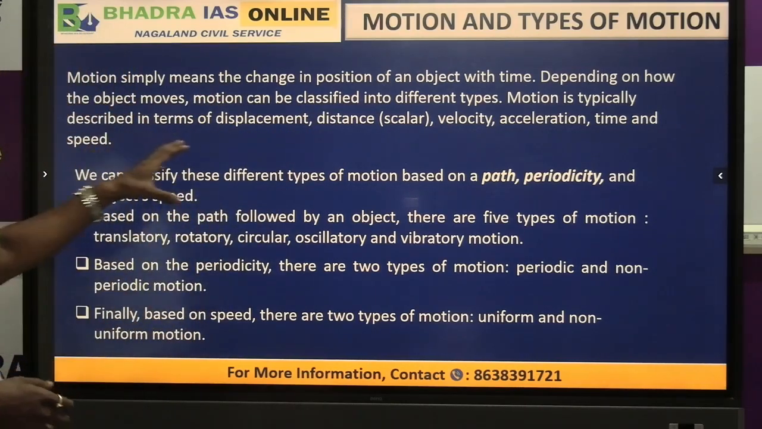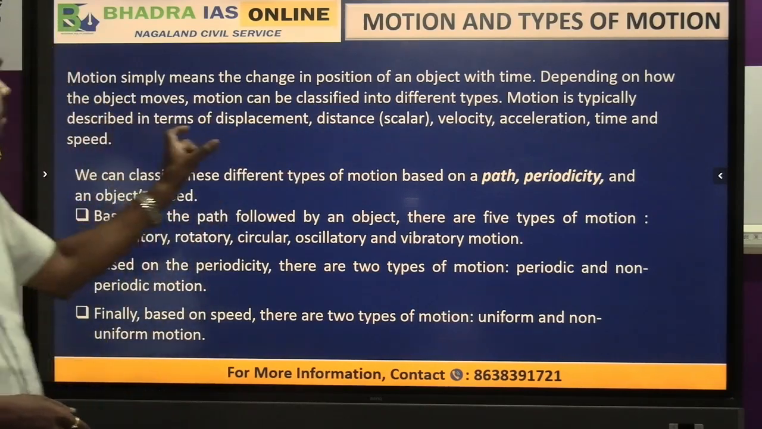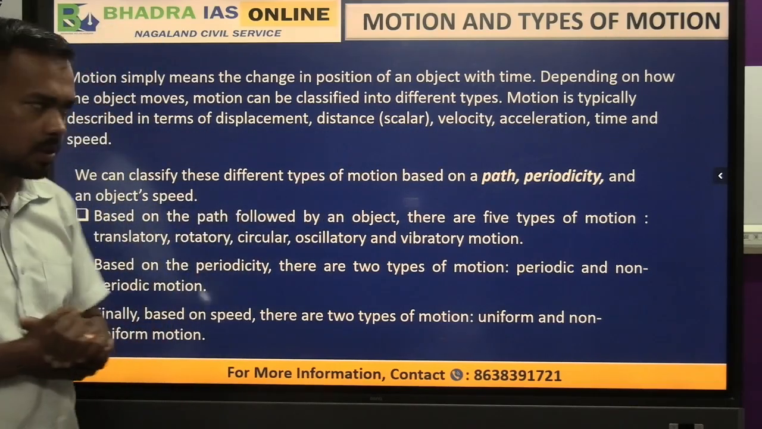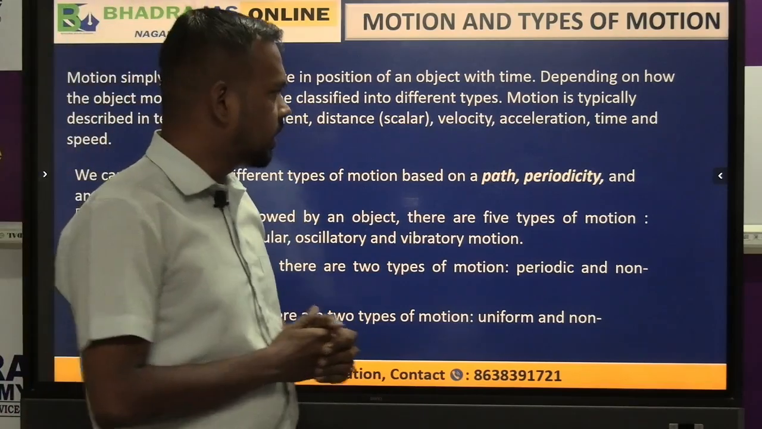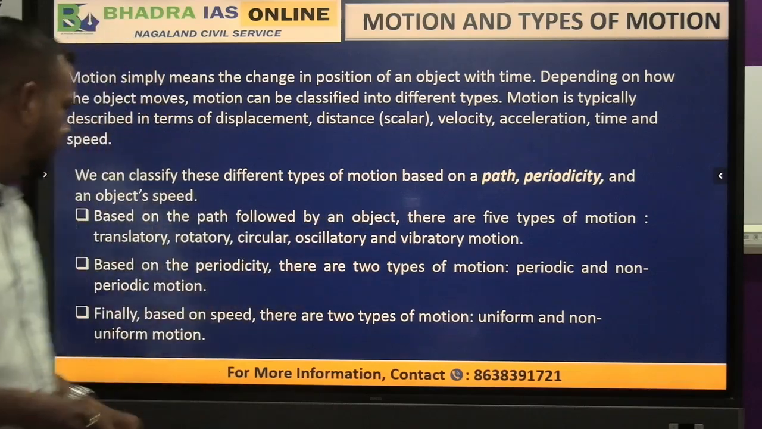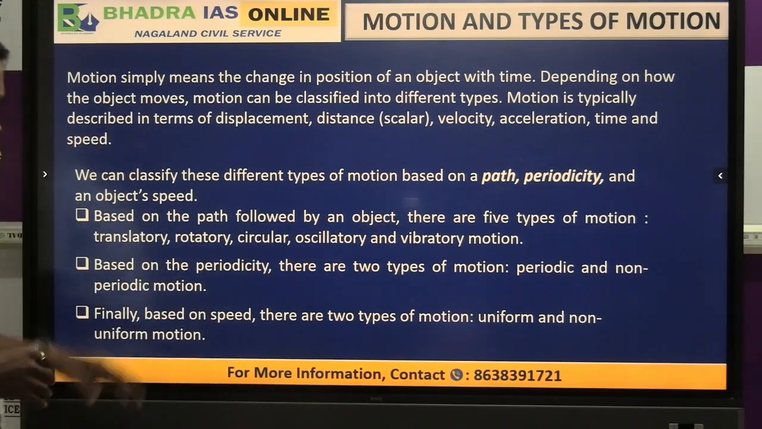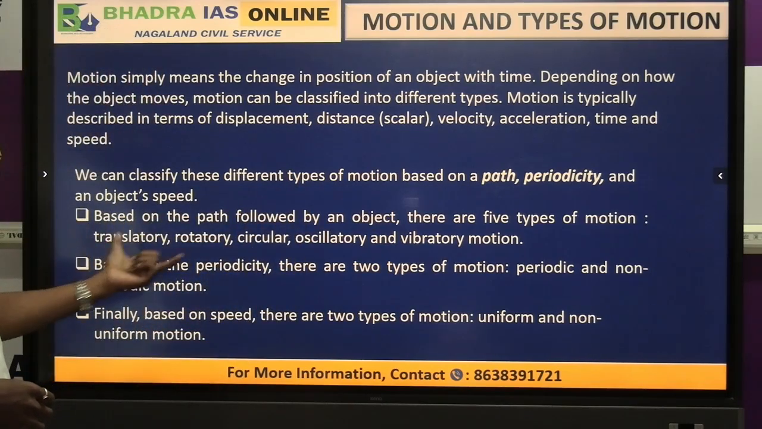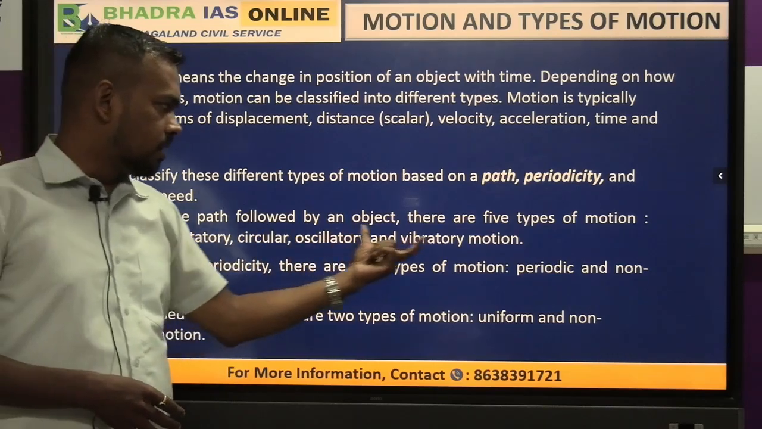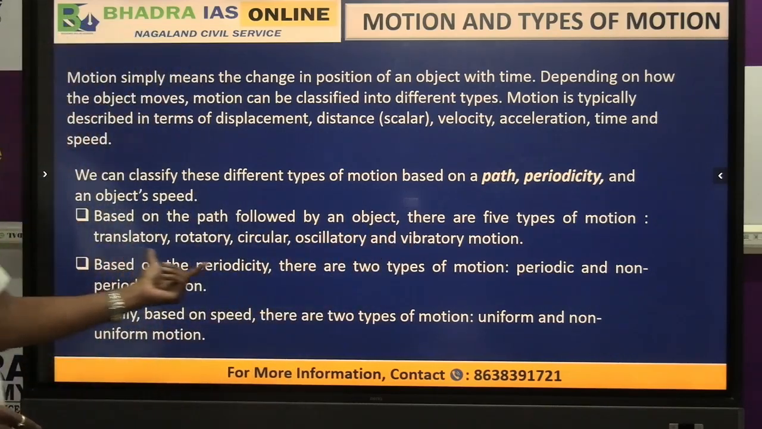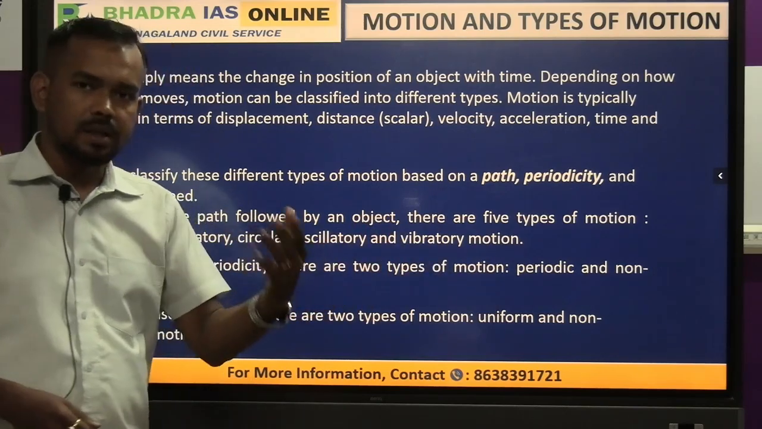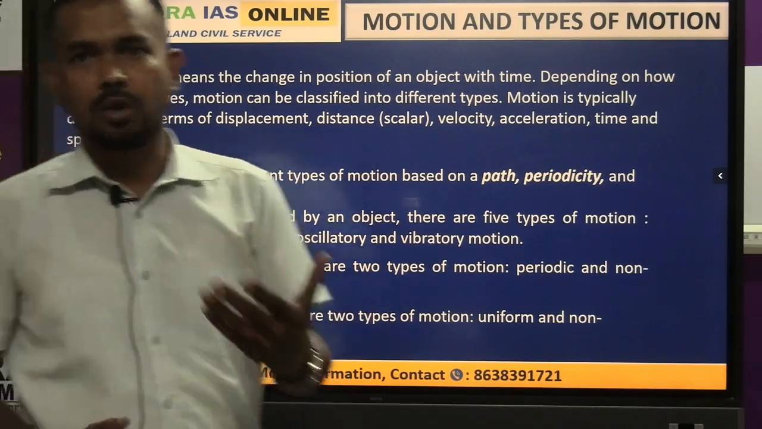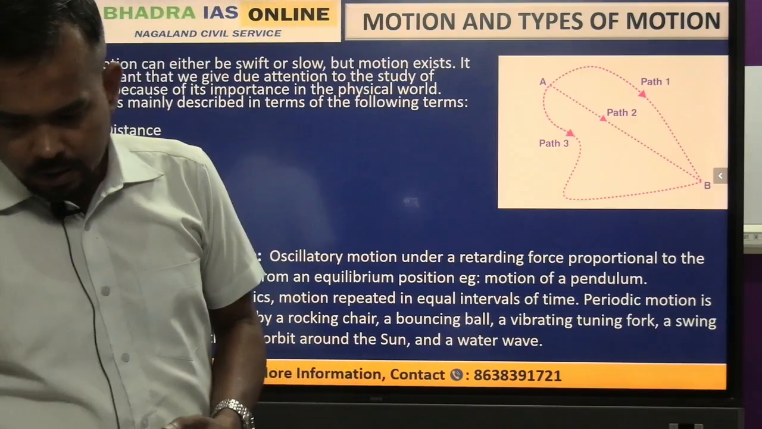Motion can physically be described in terms of displacement, distance, velocity, acceleration, time and speed. We can also classify motions on the basis of path, periodicity and the object's speed. Based on the path, we have translatory, rotatory, circular, oscillatory and vibratory motions. Based on periodicity, there are two types, periodic and non-periodic motion. Based on speed, motion can be defined as uniform and non-uniform motion.